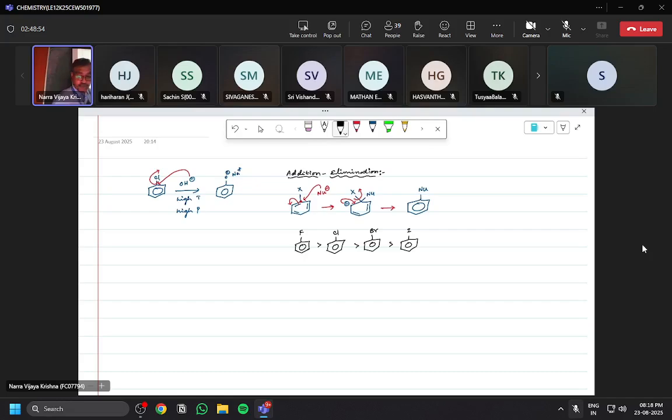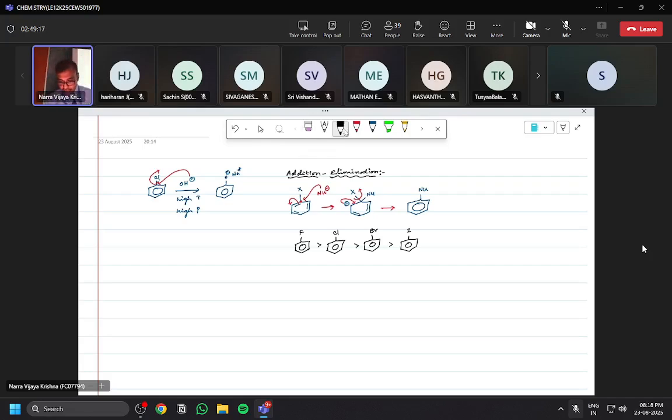Other than benzene, if we take any CH3I, CH3Br, CH3Cl, CH3F, which is more reactive? CH3I is more reactive because this bond will break readily. Are you able to understand? Here, addition-elimination mechanism: first, the nucleophile will attack because of the partial positive charge.